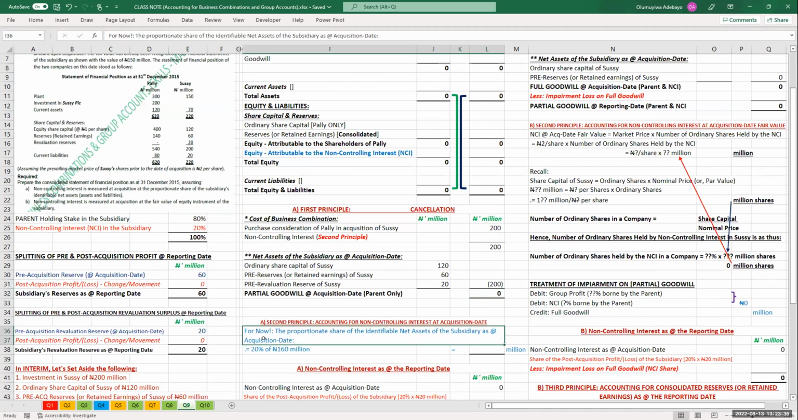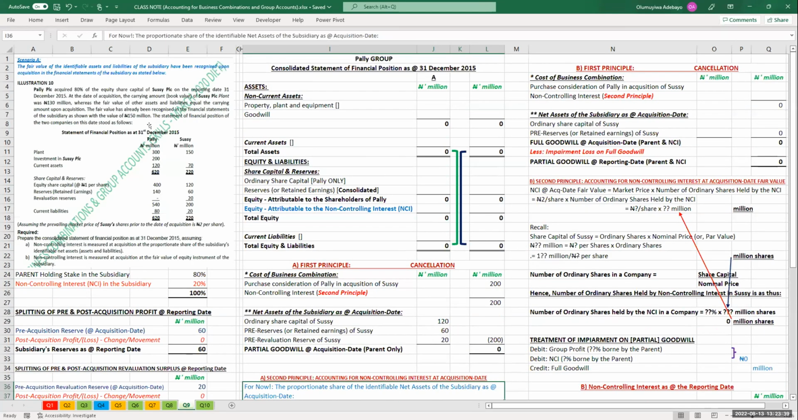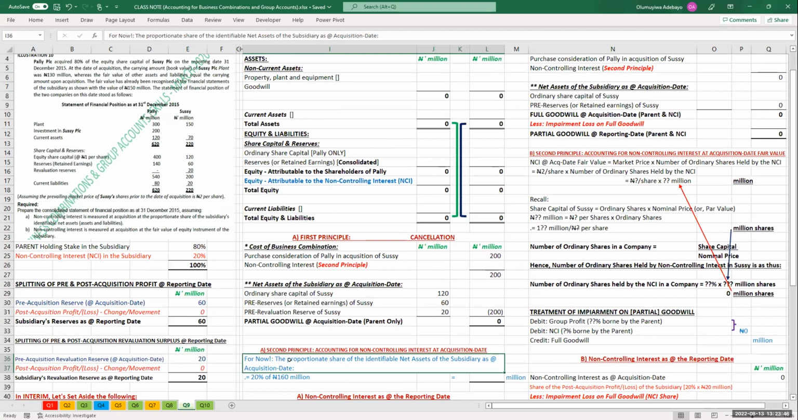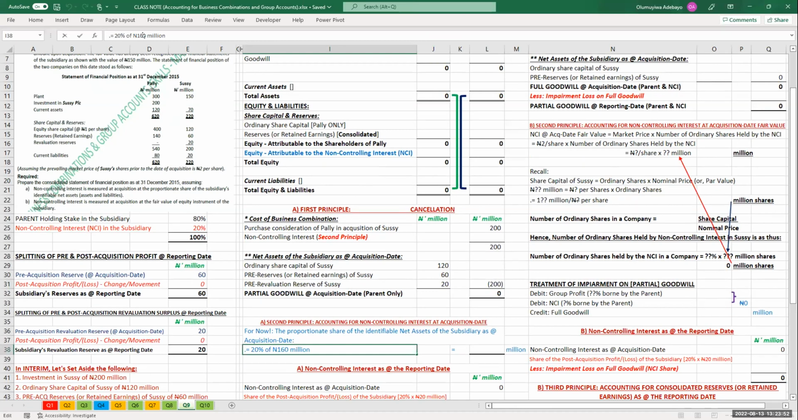Okay, we need to measure NCI at proportionate share. And what's our percentage here? Our percentage is 20%. Which means 20% of how much? 200 million. You can see it here. If I change this to 200 million, what's 20% of 200 million? It is 40. Therefore, I can link this 40 here. And ultimately, I have my partial goodwill to be 40 in this case.